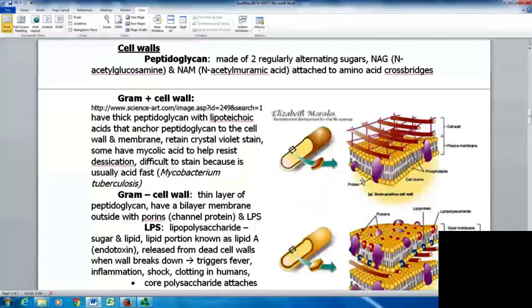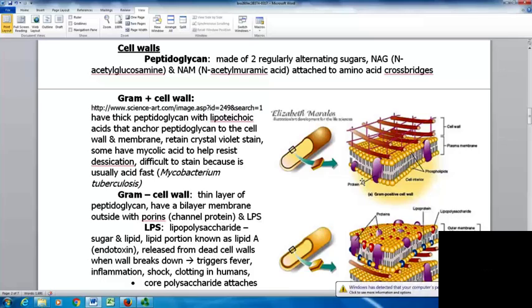These are some pretty nice pictures here of the differences in the cell walls. A gram-positive cell wall is going to have thick peptidoglycan with lipoteichoic acids that will anchor the peptidoglycan to the cell wall and membrane. These will retain the crystal violet stain, so they will appear purple underneath the microscope. Some have mycolic acid to help resist desiccation. These are more difficult to stain because it's usually going to be acid-fast. This would include Mycobacterium tuberculosis, and there are other stains we can use for these.